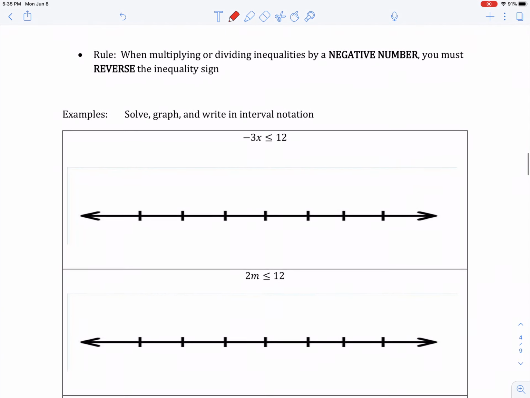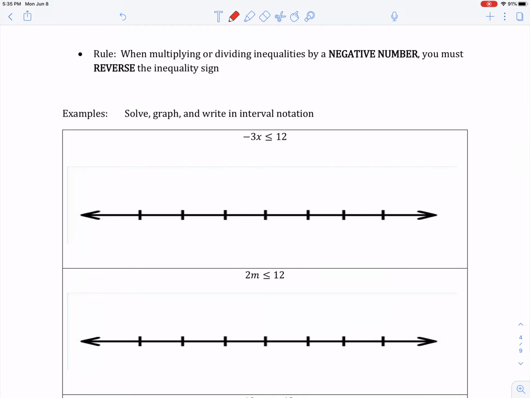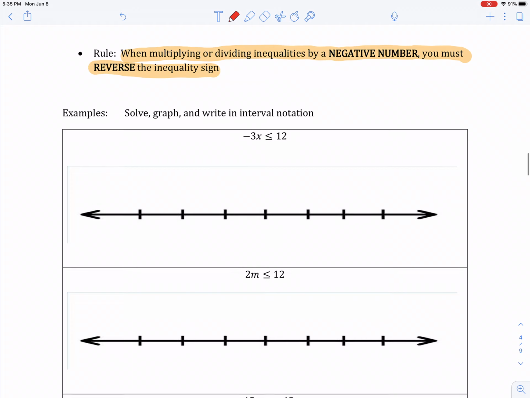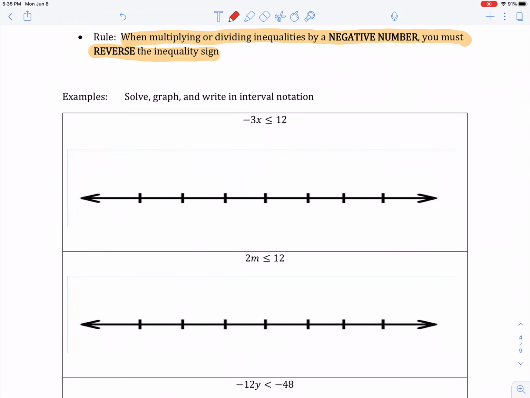So here's our rule. When multiplying or dividing inequalities by a negative number, you must reverse the inequality sign. Okay, that's something you're just going to have to memorize and keep straight in your mind, and do your best to try to keep that special little rule in place. So here's our first one that we're going to solve, graph, and write in interval notation.